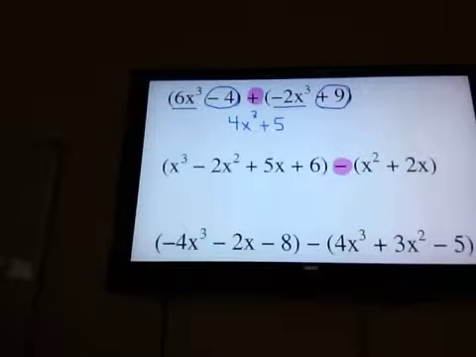So the first parentheses doesn't have anything in front of it. So nothing's going to change in there. It's just going to come down as it is. I'm not changing anything at all.